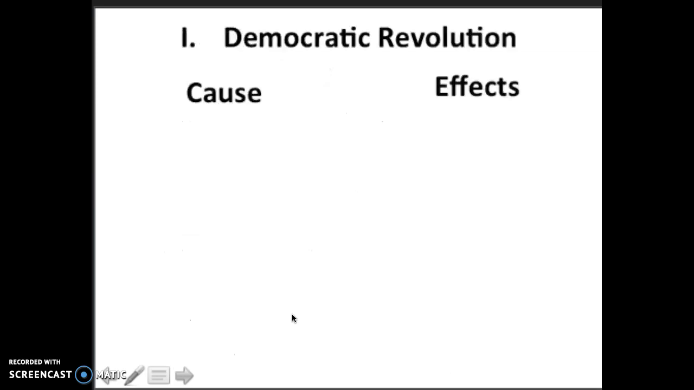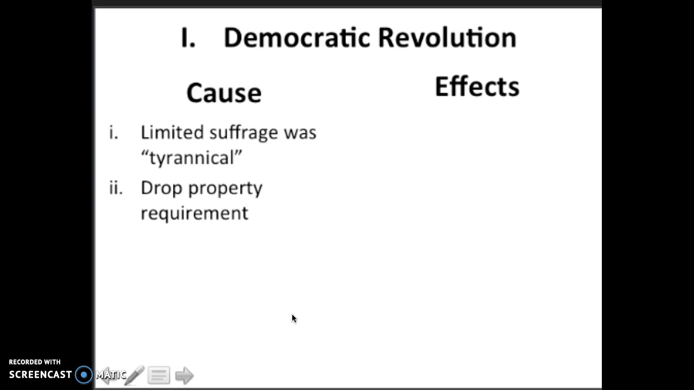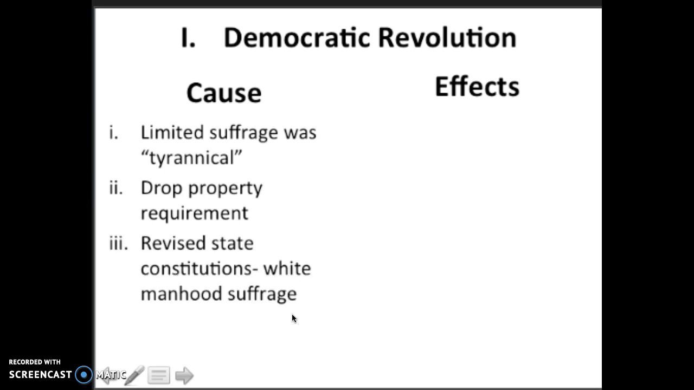So right off the top, why were more people able to vote? Well, it was simple. People realized that by limiting suffrage, that was a form of tyranny. And the United States did not want to see itself as a tyrannical nation. So they started to drop property requirements for people to be able to vote. States revised their constitutions so as to give just about all white men the right to vote. And political parties gave the common man a voice, a choice to be able to choose what political party they could belong to and what political party they would support.